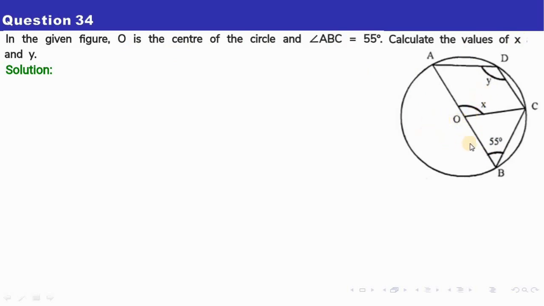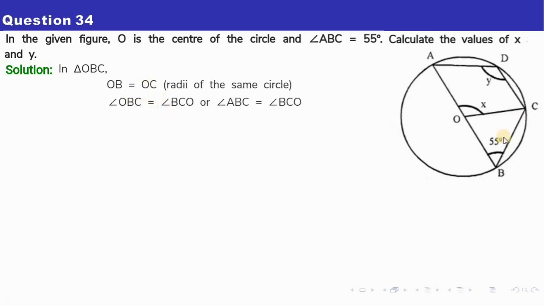Now let us have a look at this triangle carefully, that is OBC. OB and OC are the radii, right? So they must be equal. That means OBC is an isosceles triangle. In this case these two sides are equal, which means this angle and this angle have to be equal, right? So that's what is written here: OBC and BCO are both equal. Now OBC is this angle, so OBC can also be written as ABC. So ABC equals BCO. We know that ABC is given as 55 degrees, so BCO is also equal to 55 degrees.